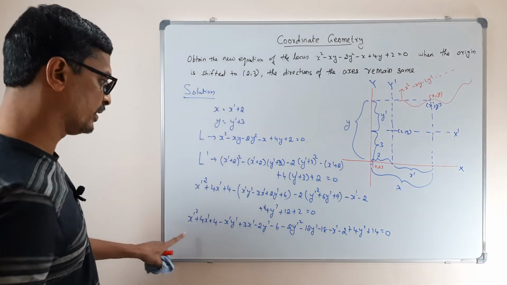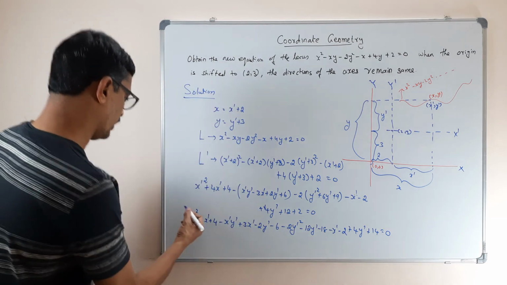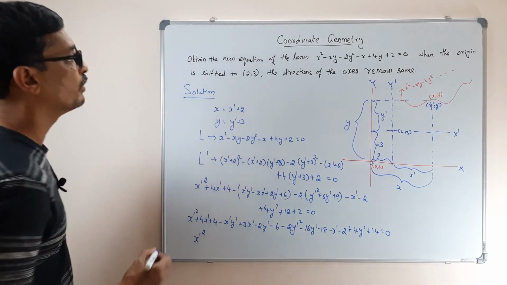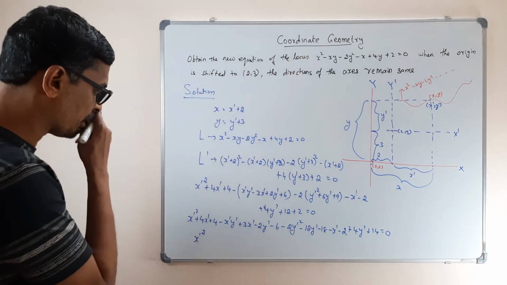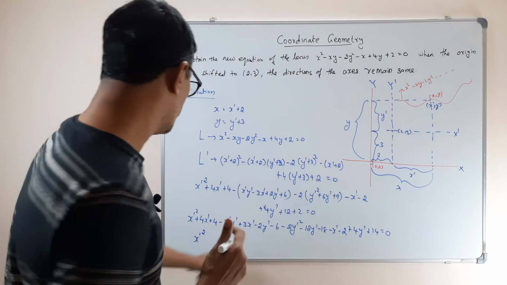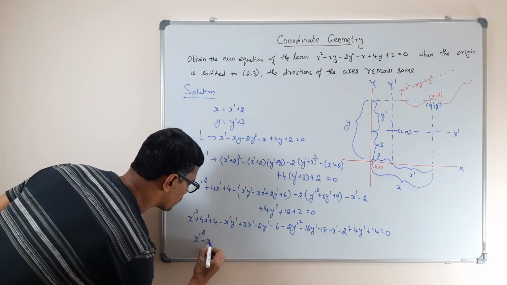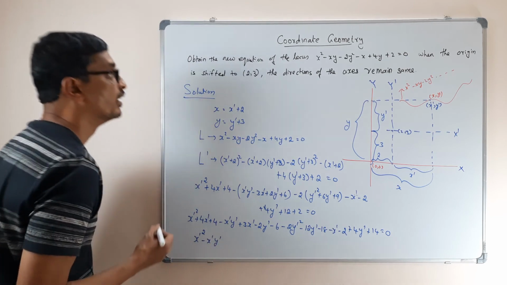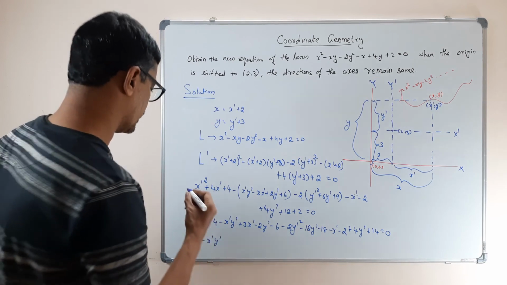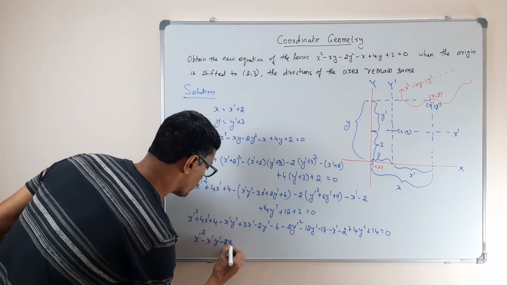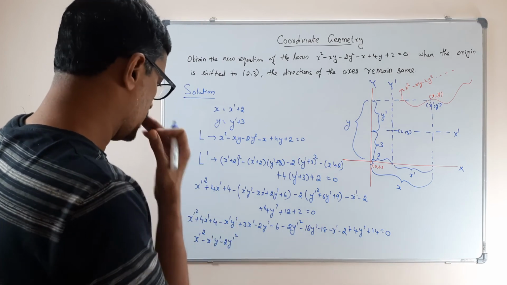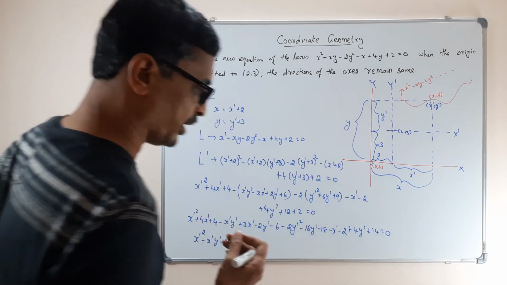x prime square, is there anything x prime square? Nothing. So only 1 will come. Correct? x prime square. Let us go the same form. Then the x prime y prime term. Combine all x prime y prime terms. Minus x prime y prime, only 1, right? And then y square term. Minus 2y prime square, there's only 1, right? Then x terms, you have many.